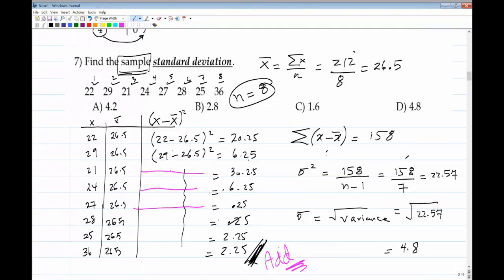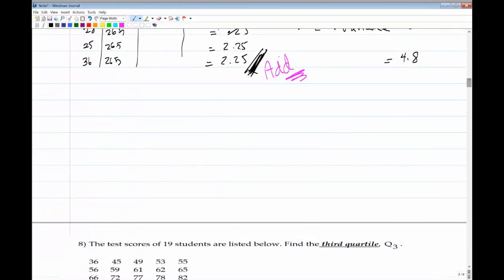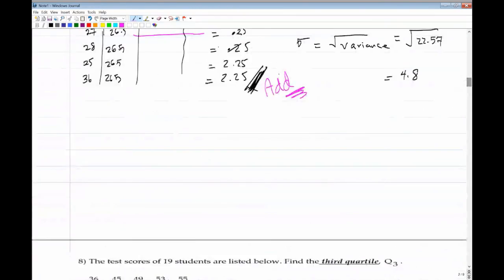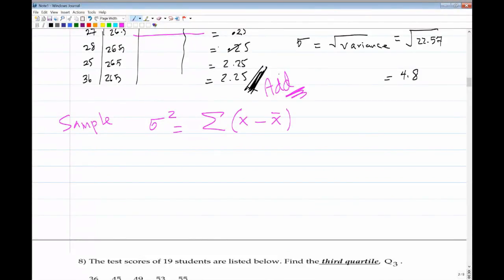And you go through the whole thing one by one. Now let's go to the next one. But what I want to say over here, the variance right here for the sample. So let me write the word sample. It's always the sum of x minus x bar squared, and we divide by n minus 1.